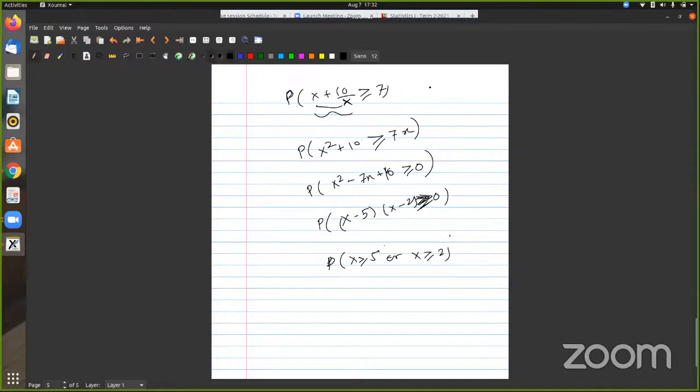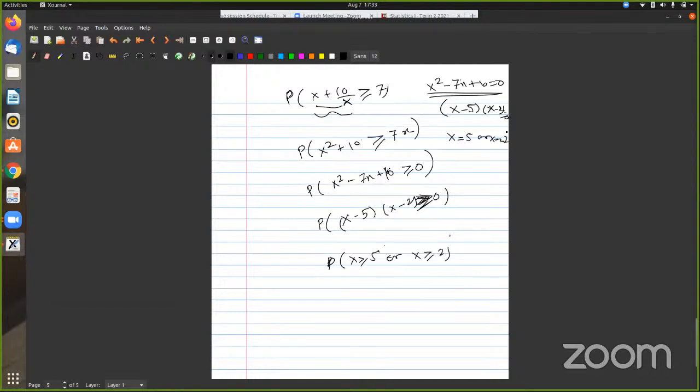Whenever you are doing this generally, if you find out something like x square minus 7x plus 10 equal to 0, how do you solve this equation? Whenever it's equal to 0, you can say x is equal to 5 or x is equal to 2, right? You never say x is equal to minus 2. So this inequality also holds true here. Same thing. You're getting what I'm saying?